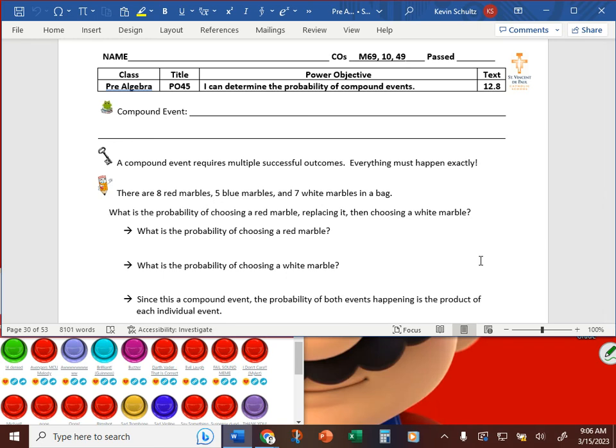Algebra. We are wrapping up our unit and our book, actually our second book, with PO45, determining the probability of compound events. So we've got a lot of probability stuff going on here. A help sheet for this unit is going to be very helpful because we've got a lot of formulas. We've got probability, counting principle, theoretical probability, experimental probability, overlapping events, mutually exclusive events, and now we have these compound events as well.